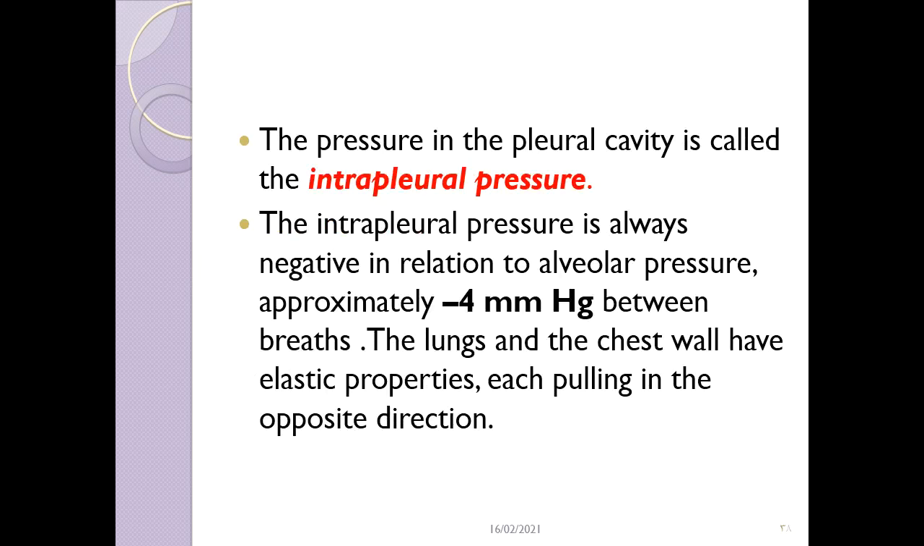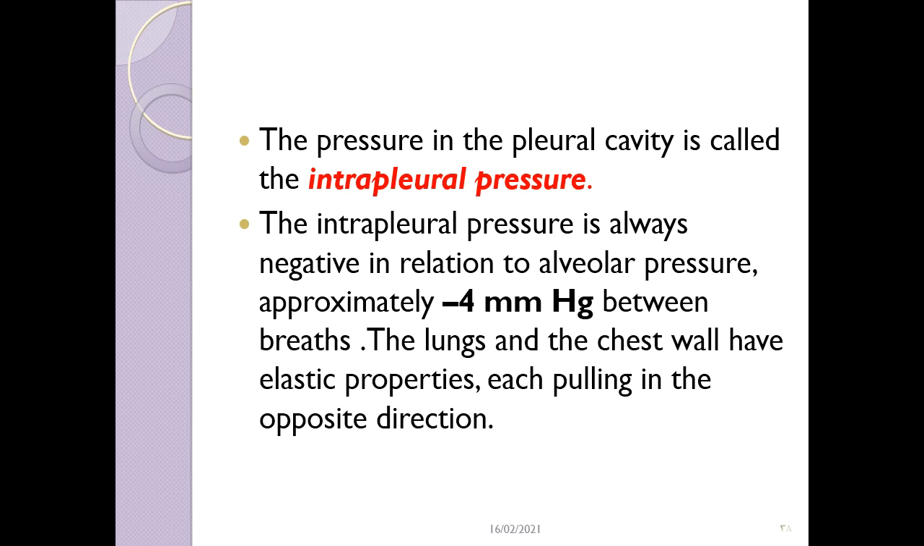What is the intrapleural pressure? From the name, it is the pressure in the pleural cavity. The intrapleural pressure is always negative in relation to the alveolar pressure. It is approximately -4 millimeters of mercury between breaths, and the lungs and the chest wall have elastic properties, each pulling in the opposite direction.